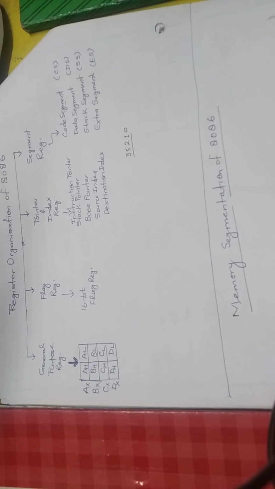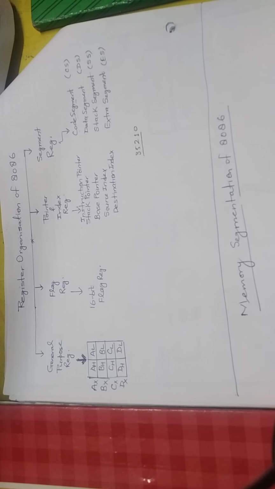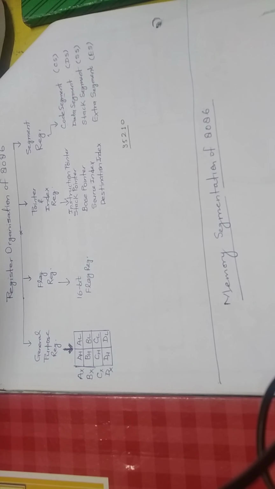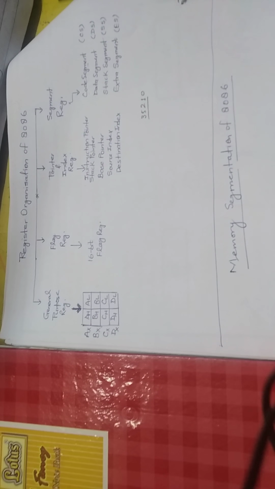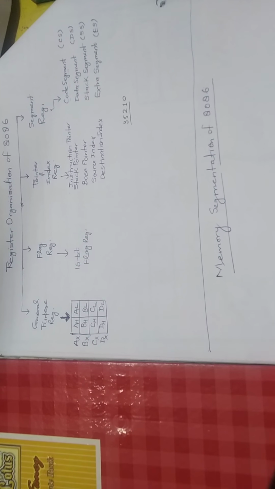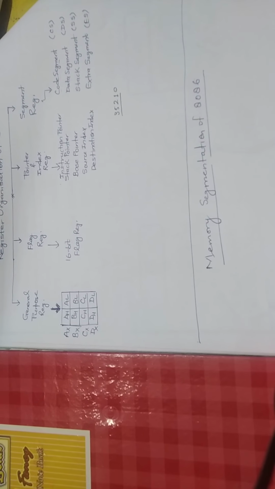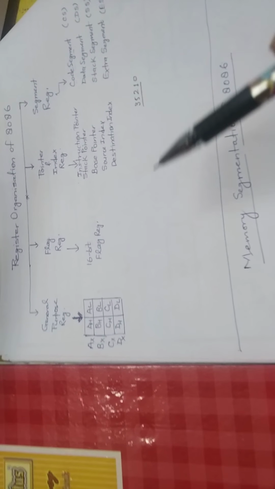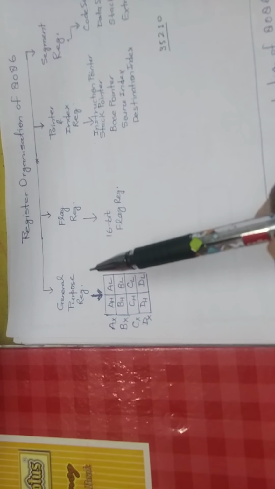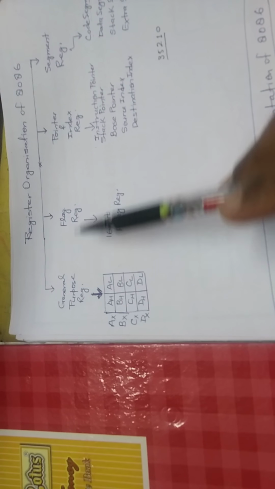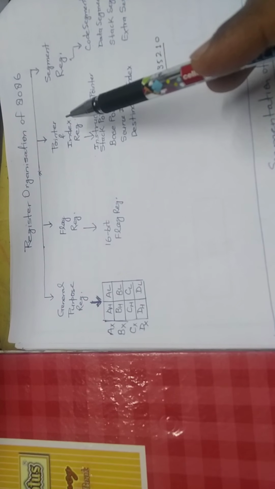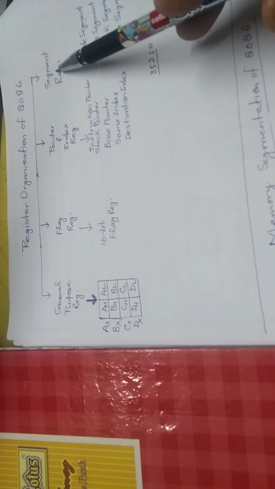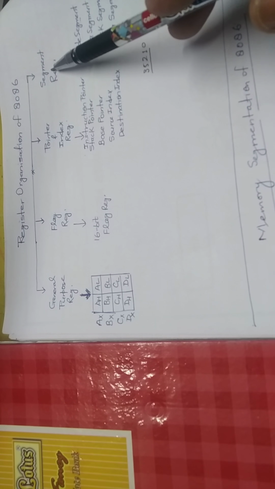Dear students, now we will discuss the register organization of 8086. As we have seen, in 8086 there are different categories of registers, which can be used in different applications. These registers can be divided into four categories: general purpose registers, flag registers, pointer and index registers, and segment registers. So we will discuss each register one by one.